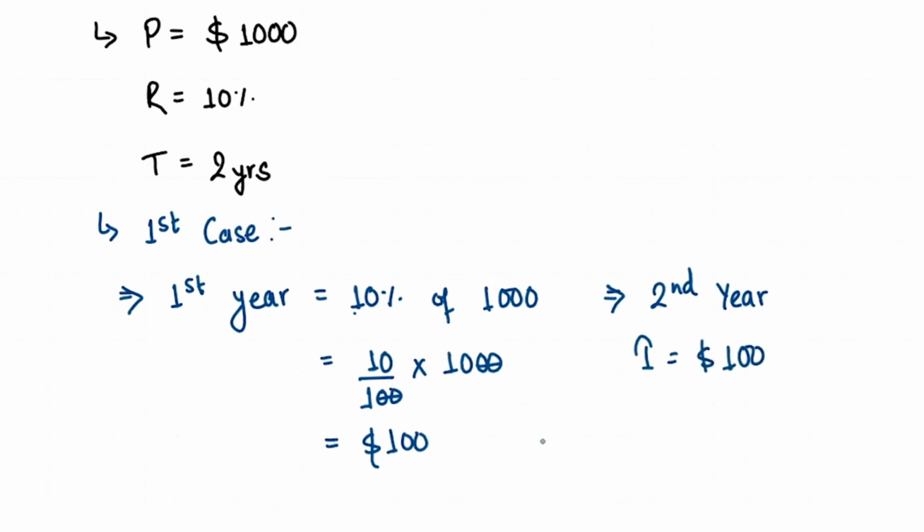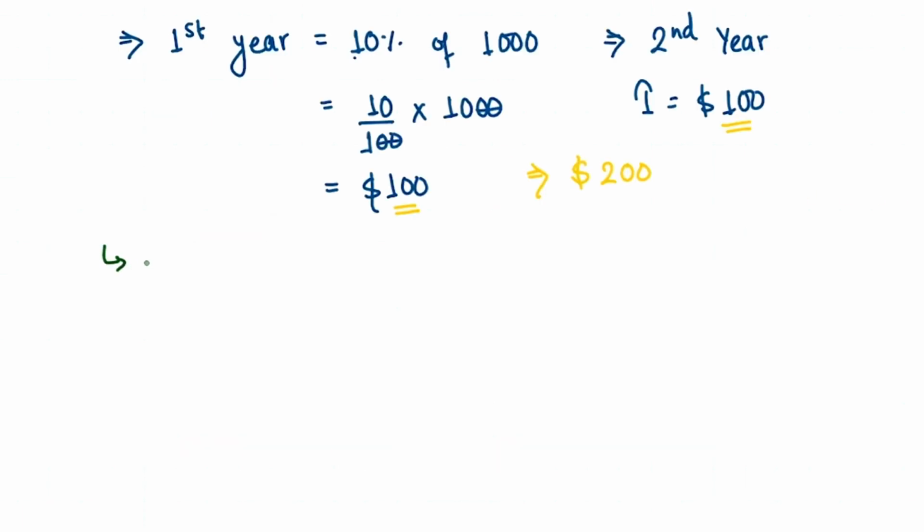So at the end of 2 years, how much interest did you get in total? So the total interest that you got at the end of 2 years is $100 plus $100, which is going to be $200, right? So you get $200 on your $1,000 that you put in your bank, which is our first case. Now let's look at our second case, okay?